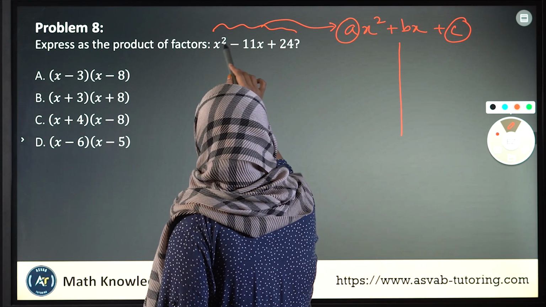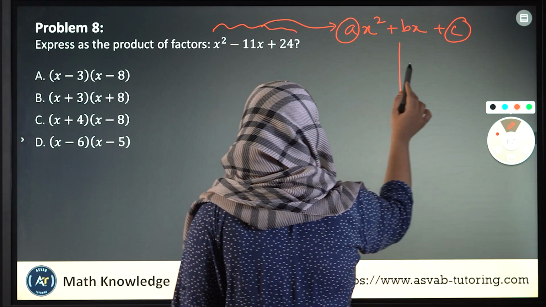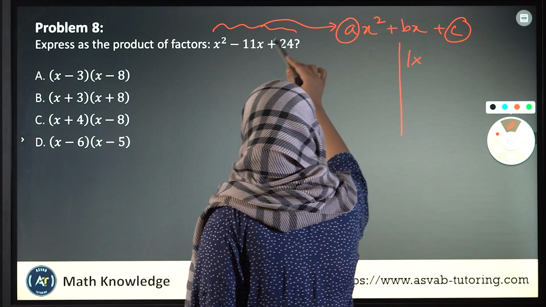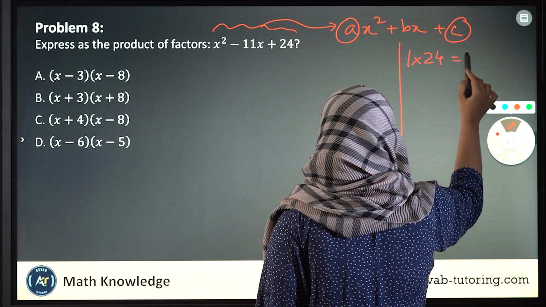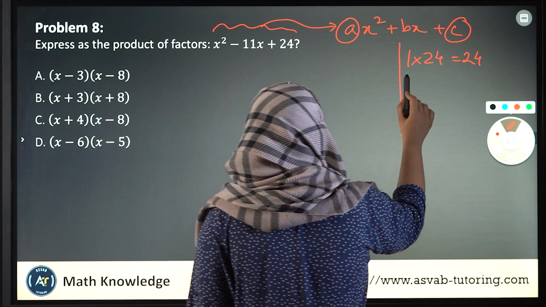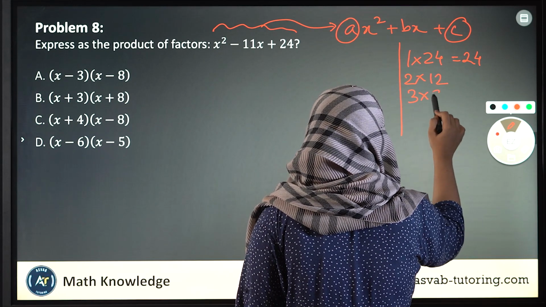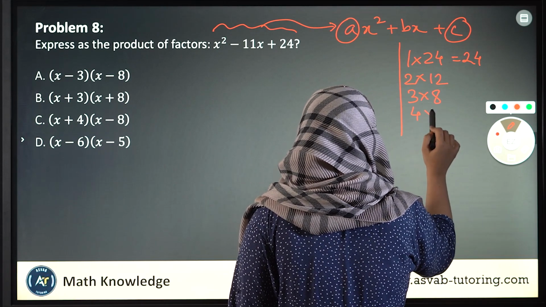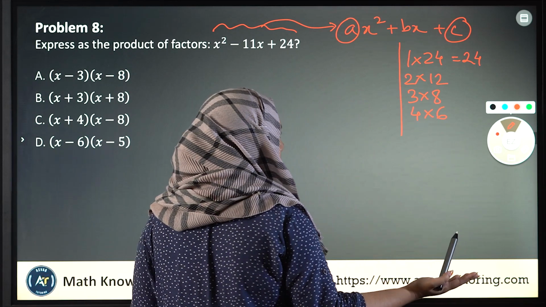So in this case, x squared does not have an a in front of it, see? Which means that the first term here is 1. And the c, the separate number here, is just 24. So 1 times 24 is 24. Let's bring out other factors. We also have 2 times 12, which is 24. We have 3 times 8, that is 24. We have 4 times 6, which is 24. We don't have any other factors left.